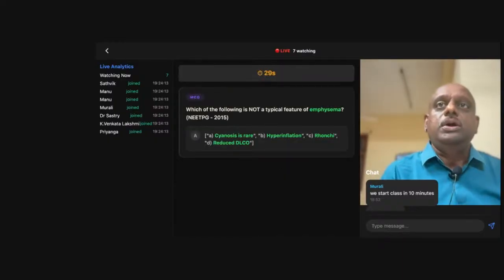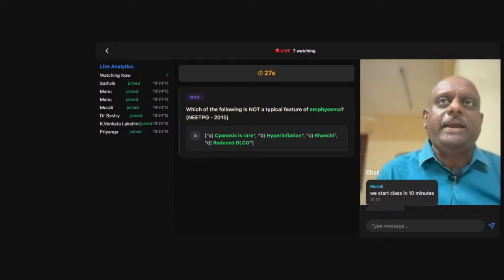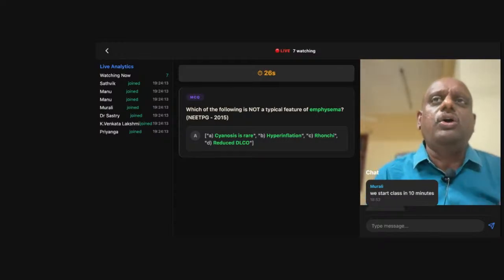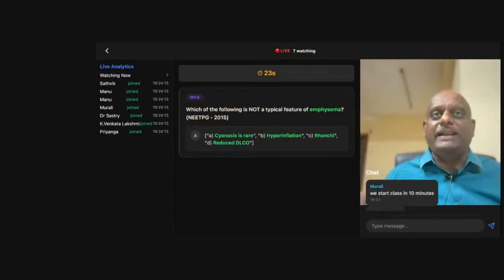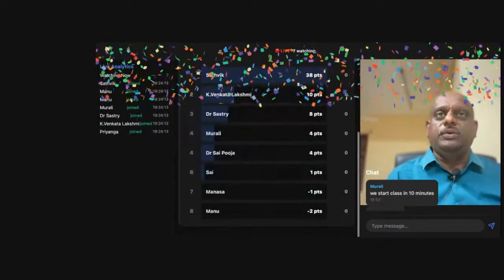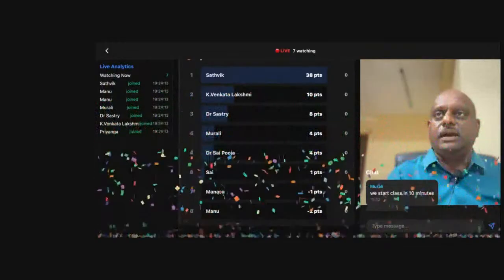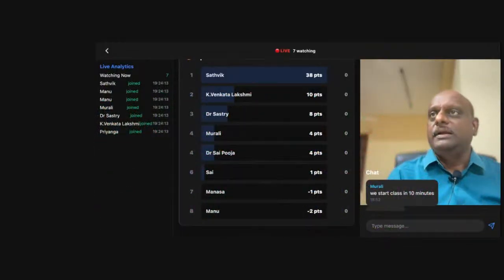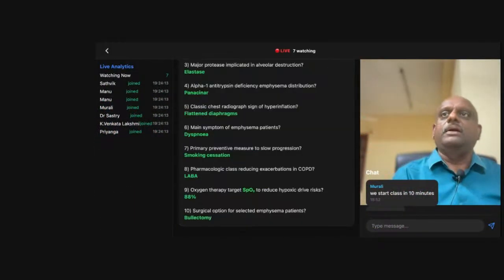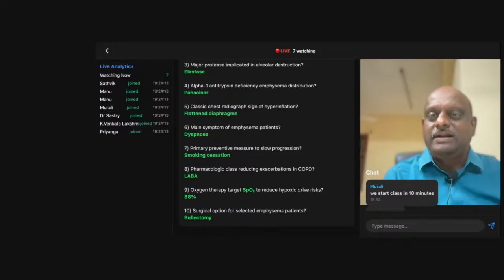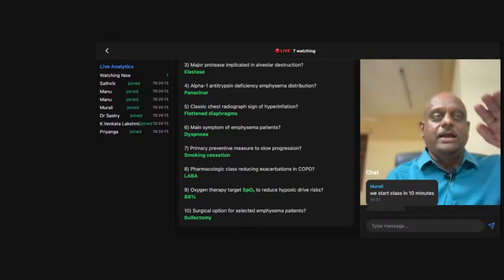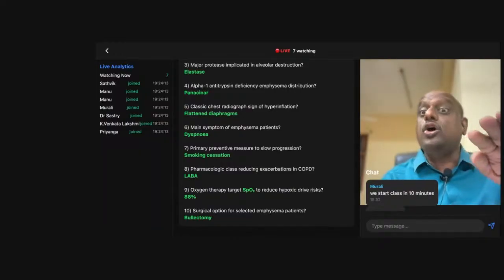Now, which of the following is not a typical feature of emphysema? Sorry, that formatting didn't come well. All right, so let's go to the answer. Yeah. So now, what type of respiratory failure do you see in emphysema? Type 1. There is a hypoxia with a normocapnia.